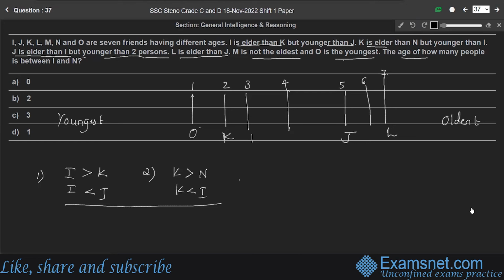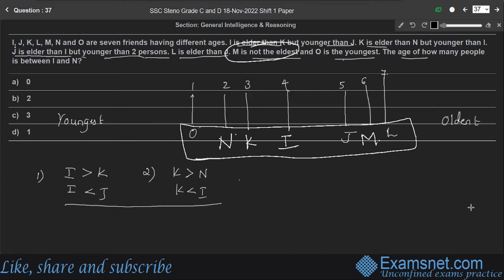Therefore, K is the third person, since I is greater than K and I is less than J, and K is elder than N, which means N is the second person. Next, how many friends? So I, J, K, L, M. M is the sixth person. M is not the eldest, which is given, so M is the last but one person. Therefore, when these persons are arranged according to their increasing order of age, the order becomes O, N, K, I, J, M, L.